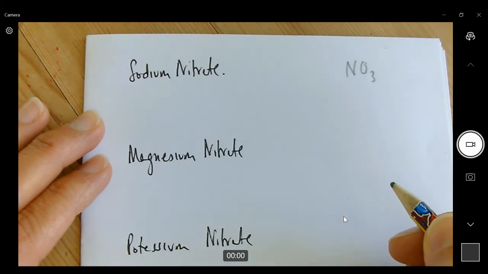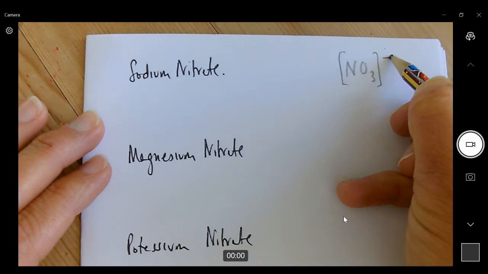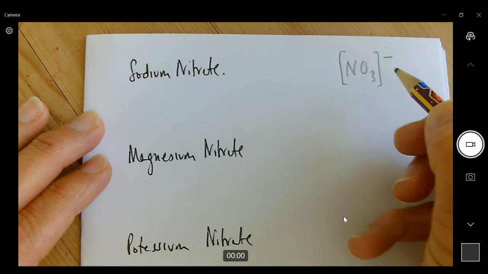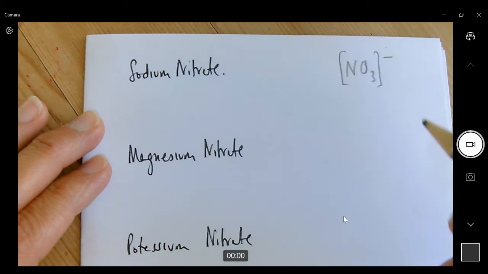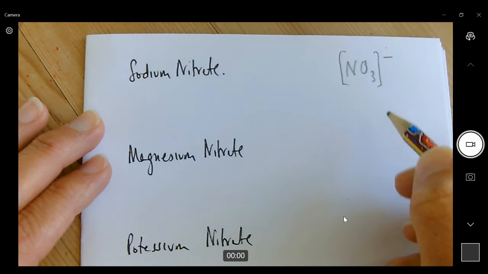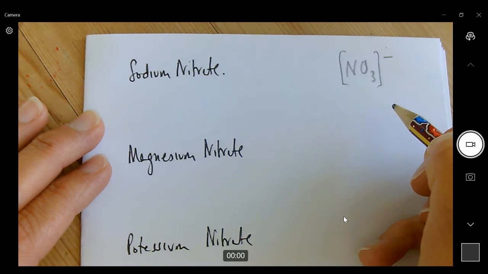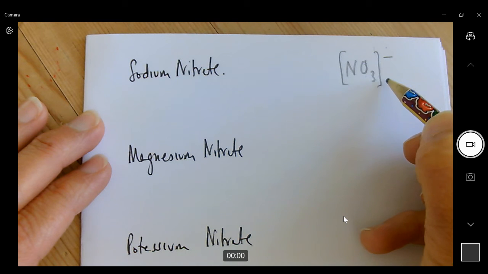This is a group ion. They always stick together, and it has an overall charge of -1. So whenever we're talking about nitric acid, this is the ion that will be part of the salt, and it always sticks together, NO3, and the whole thing has a charge of -1. So if we need more than one of those ions, we just put a bracket around it and add a small number at the bottom here.